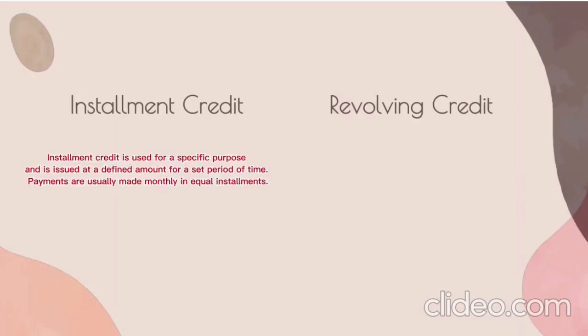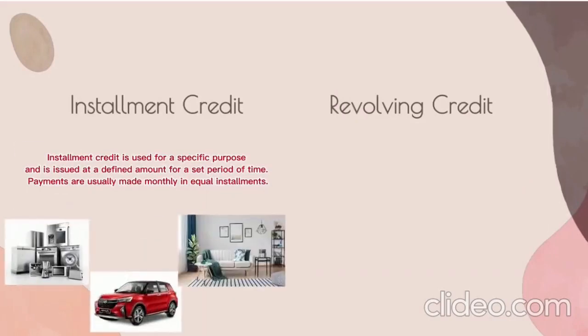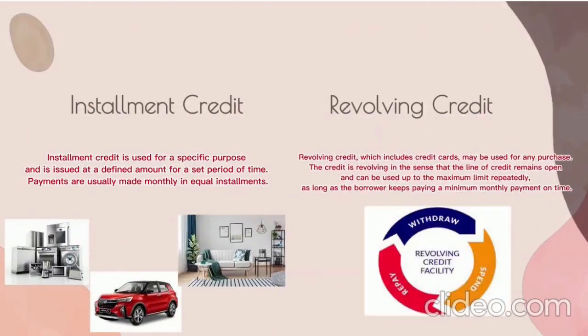Installment credit is used for a specific purpose and is issued at a defined amount for a set period of time. Payments are usually made monthly in equal installments for appliances, cars, and furniture. Revolving credit, which includes credit cards, may be used for any purchases. The credit is revolving in the sense that the line of credit remains open and can be used up to the maximum limit repeatedly, as long as the borrower keeps paying a minimum monthly payment on time.